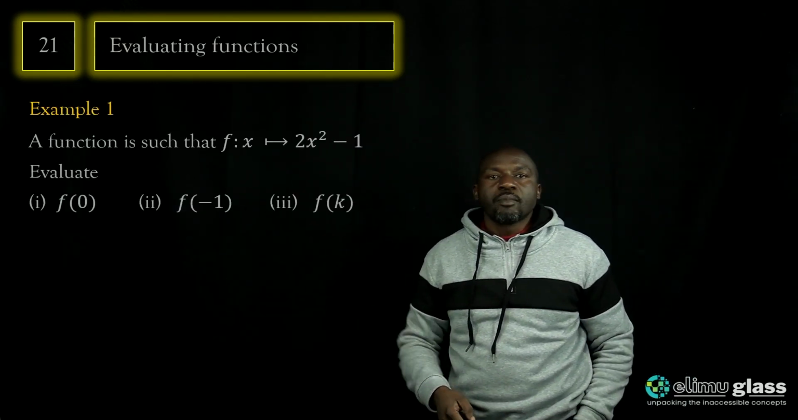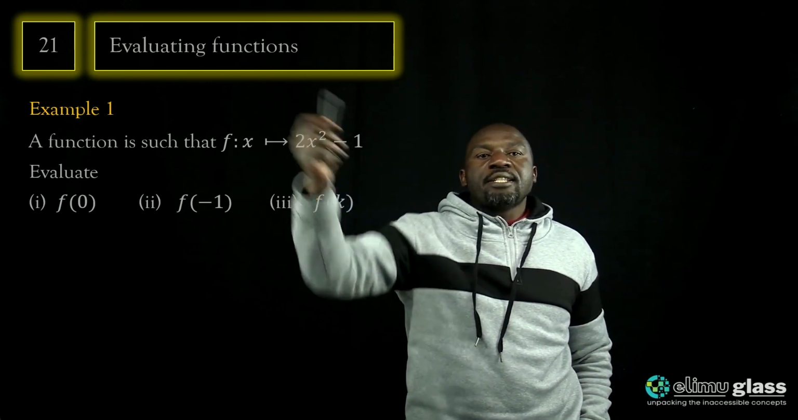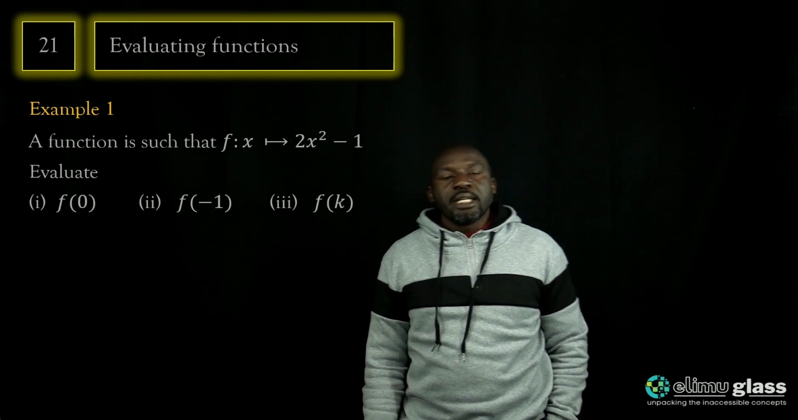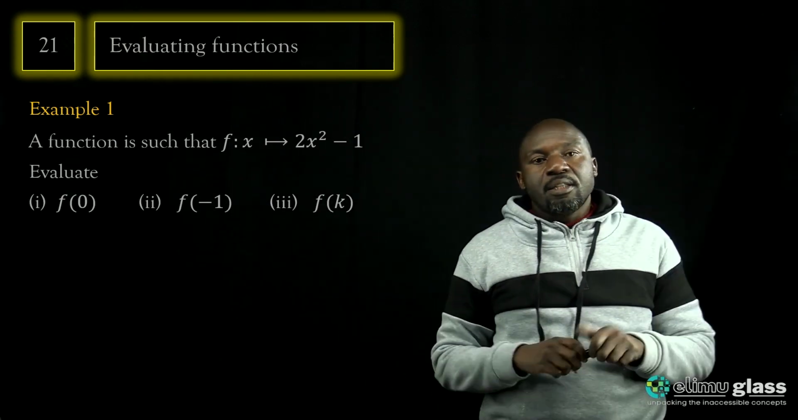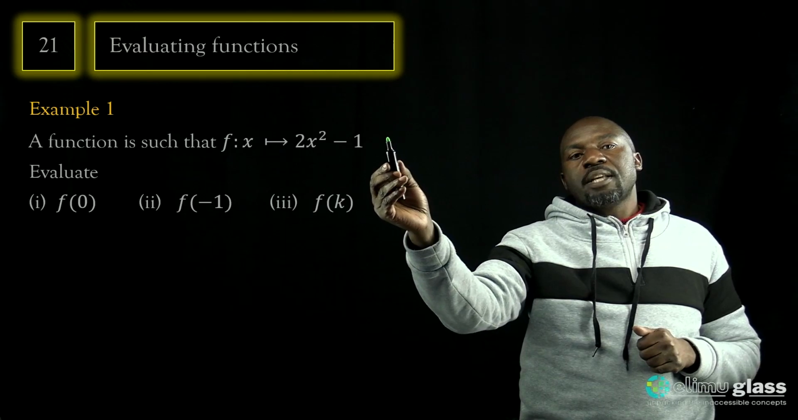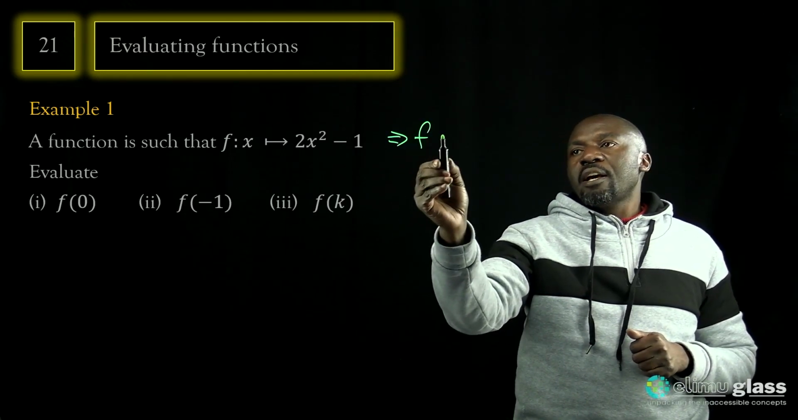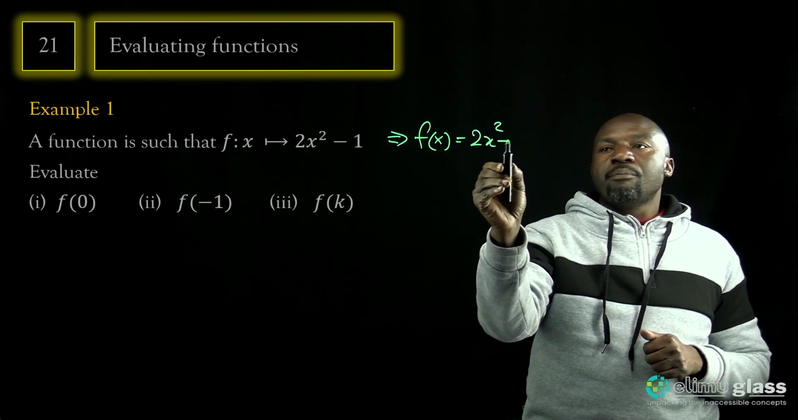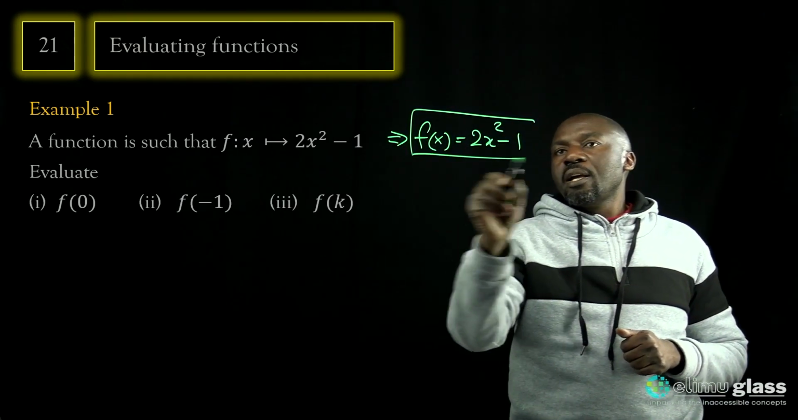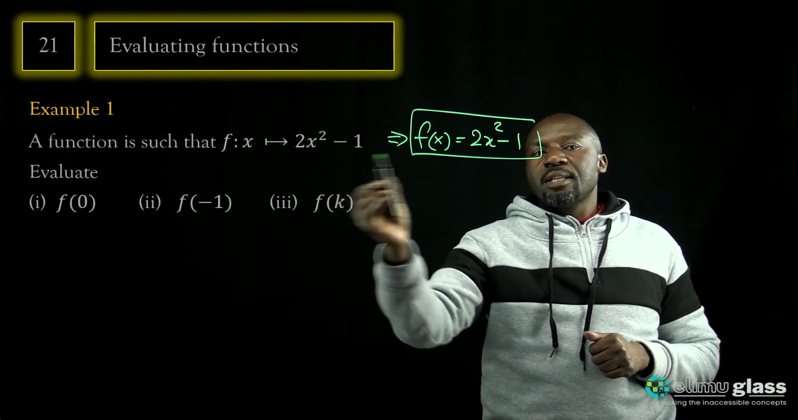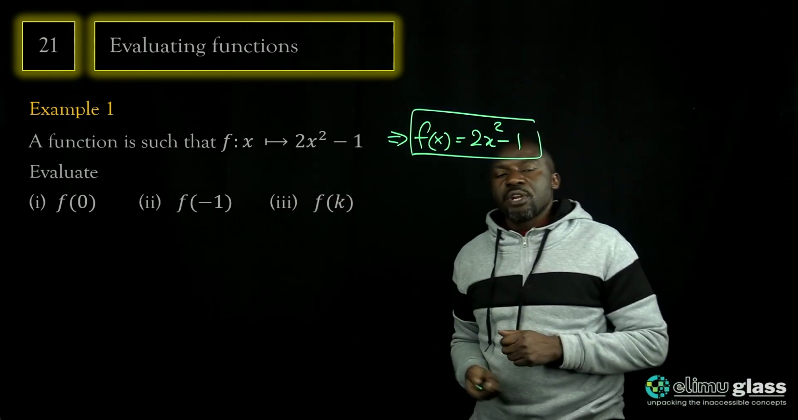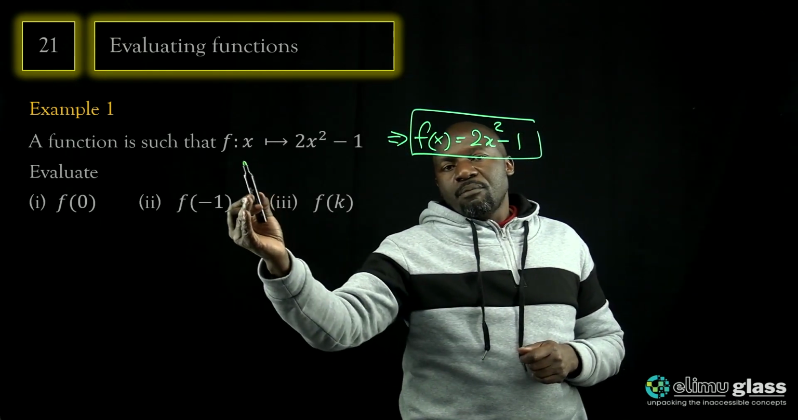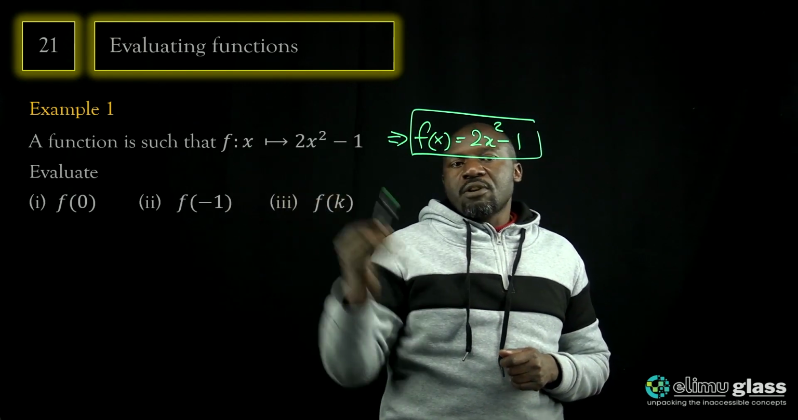Here is an example. Now we are evaluating functions. Now that we know how to write the function notation, we can now evaluate. Now remember that writing this is equivalent to saying f of x is the same as 2x squared minus 1. So this is another way we could have written that. Anytime you see this, please remember it means that. Now we are being asked for f of 0. That means if we input 0, what do we get on the output?